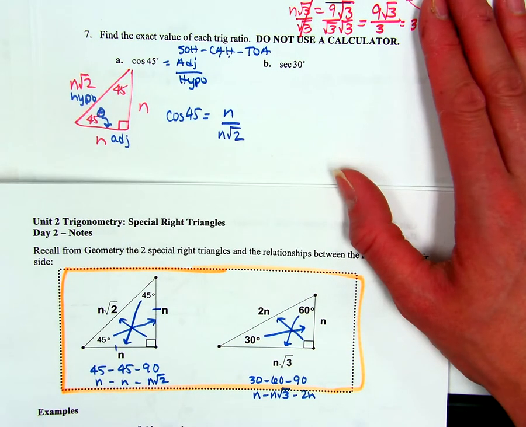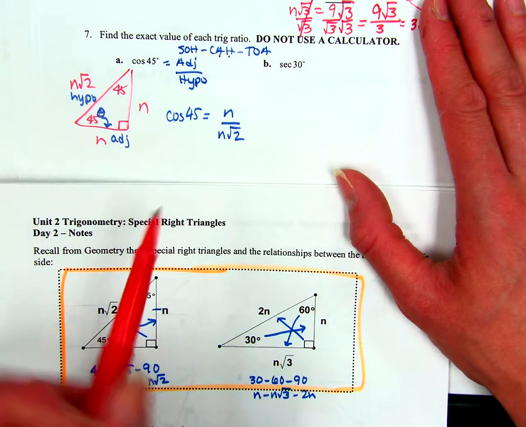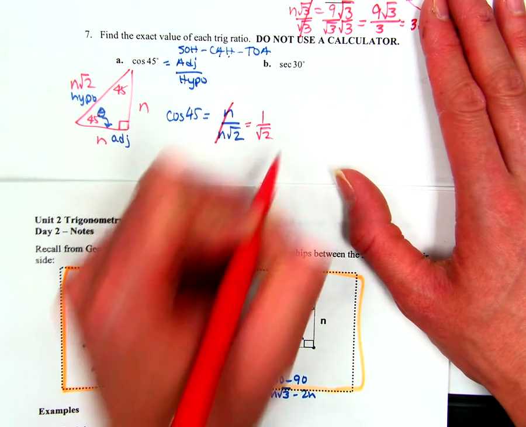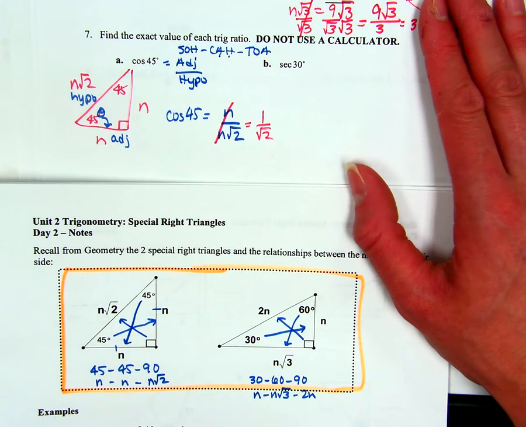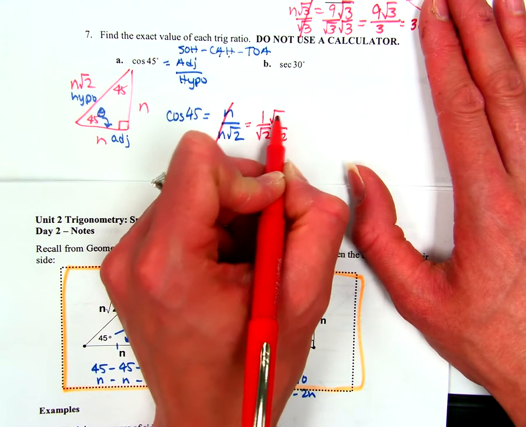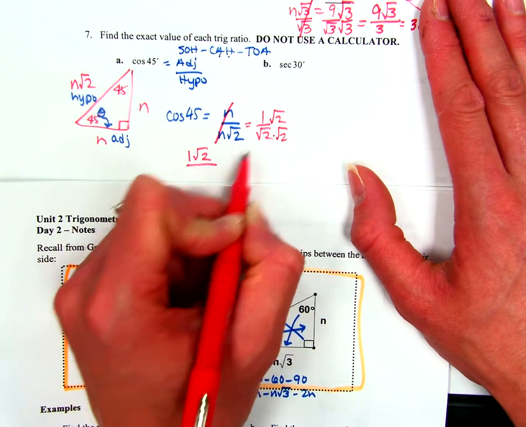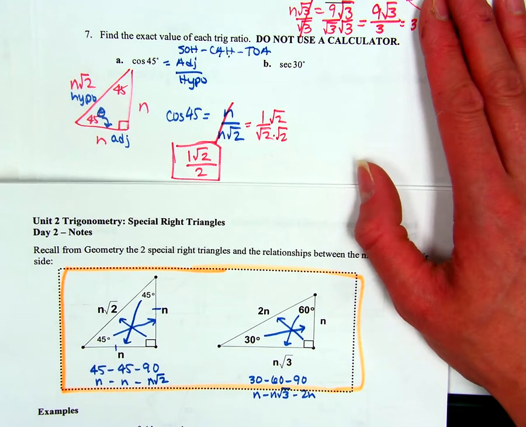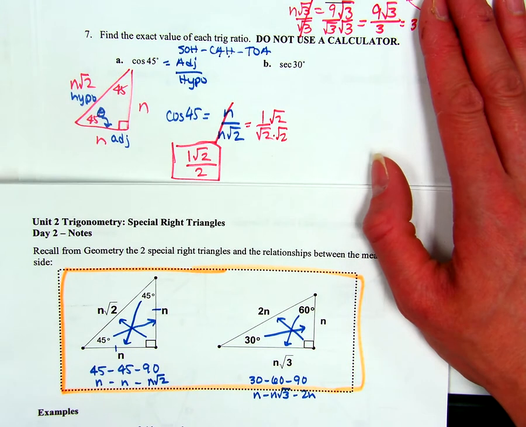Now, to simplify, if I've got the same thing on the top and the bottom, my n's can cancel. So really, I've got 1 over radical 2. That answer would be okay, except I've got a radical in the denominator. So I'm going to multiply by radical 2. Now I have 1 root 2 over 2. And so the value of cosine of 45 is always going to be 1 root 2 over 2.